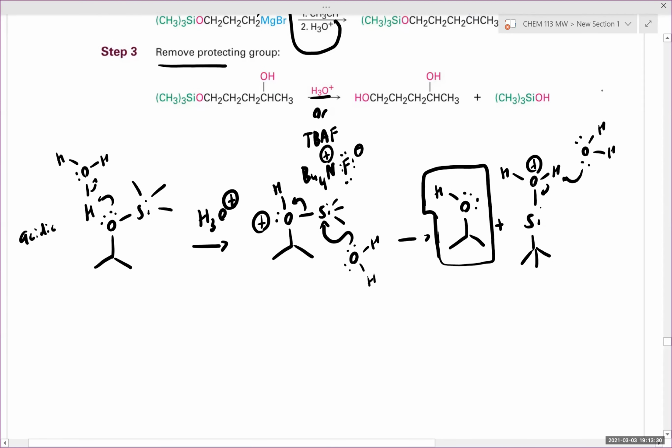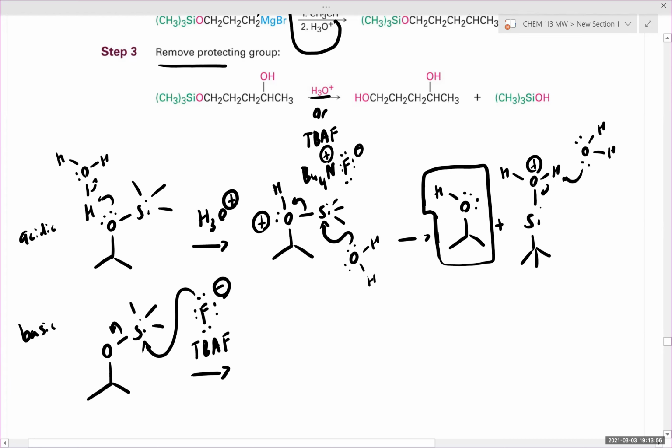Okay, now let's look at the basic conditions for deprotecting a trimethylsilyl protecting group. Under basic conditions, deprotection only really works efficiently with tetrabutylammonium fluoride or another fluoride source. In this case, the deprotection follows closer to that of an SN2 reaction, where fluoride attacks our silicon atom and we kick out our leaving group. This in turn generates an alkoxide ion that can then be used for further reactions.